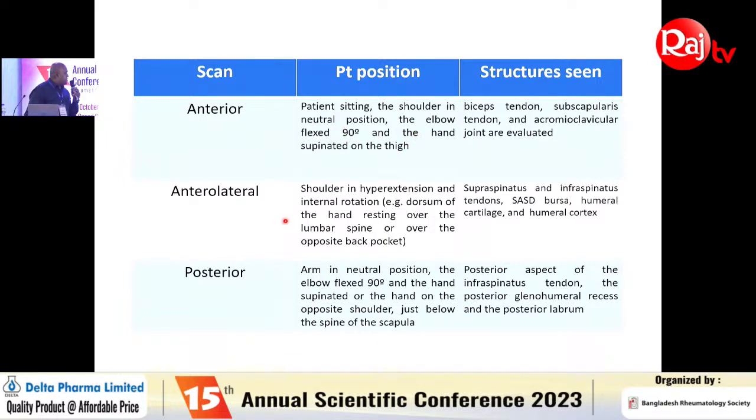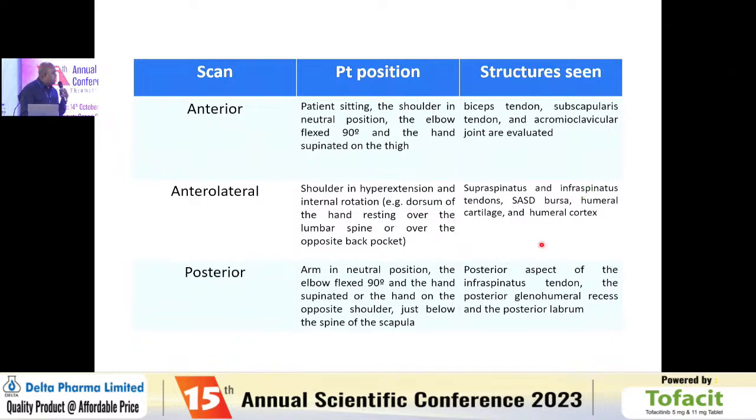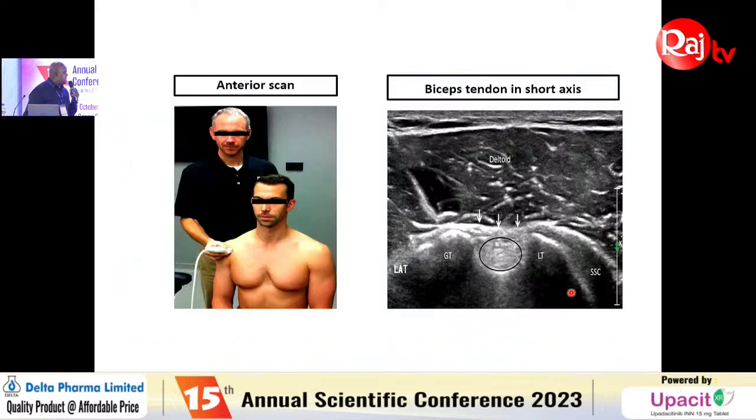In the posterior scan, the shoulder should be hyperextended and internally rotated, with the dorsum of the hand resting over the lumbar spine. And we see in this scan the supraspinatus, infraspinatus, and subacromial subdeltoid bursa. And posteriorly, we can see the infraspinatus tendon and posterior glenohumeral recess. So these are the positions.